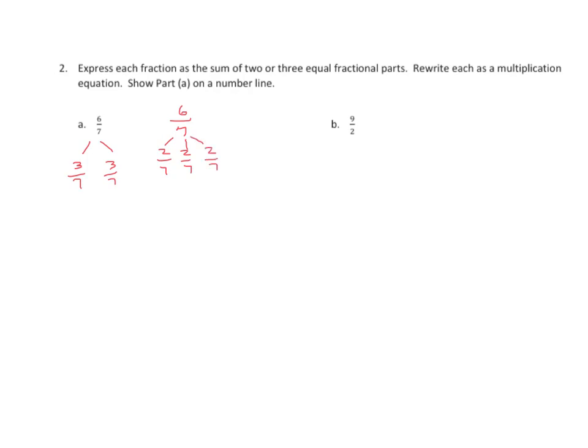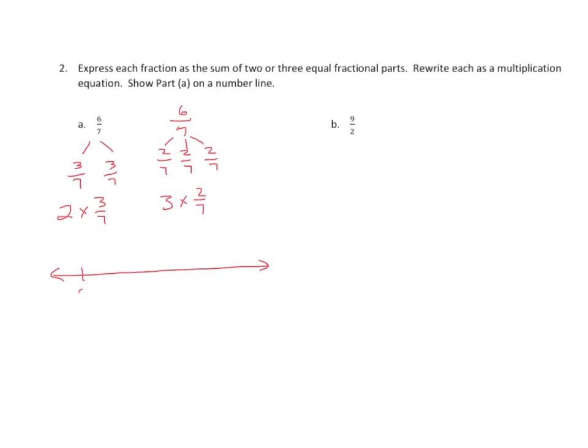Okay, so we can rewrite these easily as a multiplication problem. So this would be 2 times 3 sevenths. This would be 3 times 2 sevenths. Now, A is represented on the number line. And I'm just going to pick one of these. I'm going to just pick arbitrarily 2 times 3 sevenths.